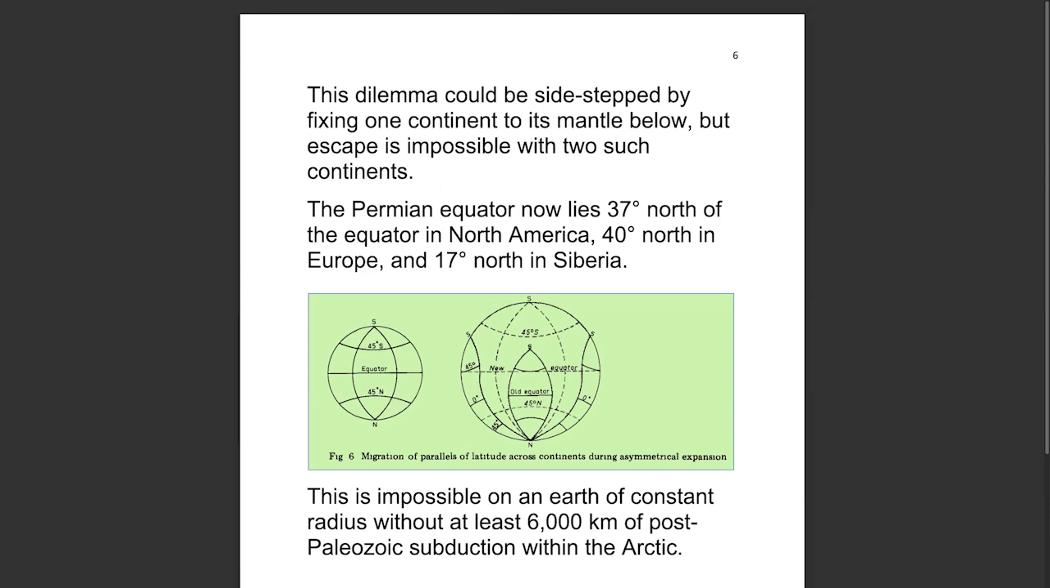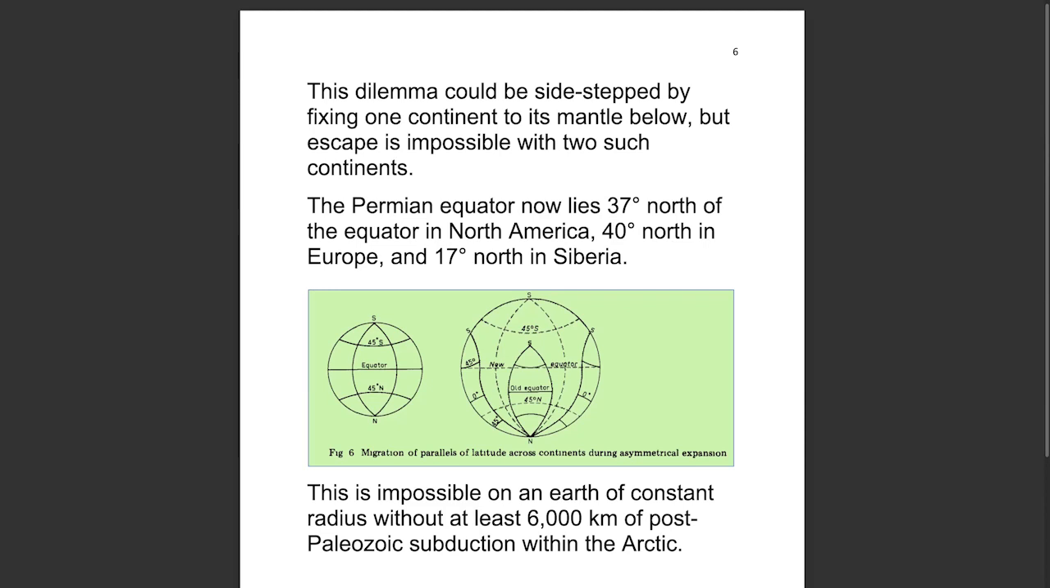The Permian equator now lies 37 degrees north of the equator in North America, but 40 degrees north in Europe, and only 17 degrees north in Siberia, as you see in the diagram below. That's impossible on an Earth of constant radius. I mean, how's it moving around? It's because you have nonlinear spreading because of polar movement, the Earth moving and shifting its polar orientation. And this will be gone into in this document as well.